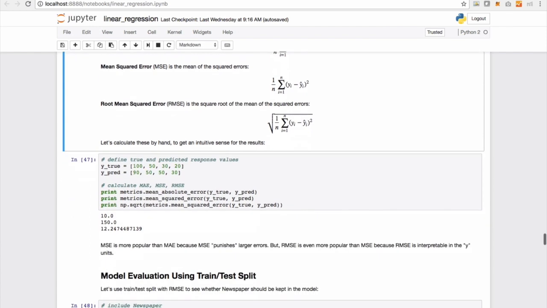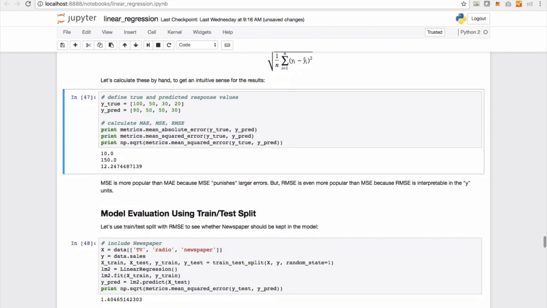So let's calculate these errors by hand and look at how it turns out. So let's assume I've got two lists with me, y_true and y_pred. y_true is the actual sales that happened, and y_pred is the predictions that our linear regression model made. Now let's take a shot at how to measure the errors for these models.